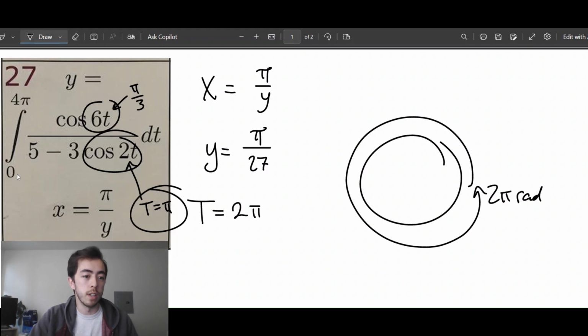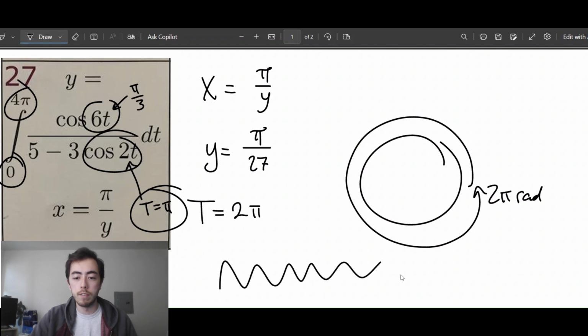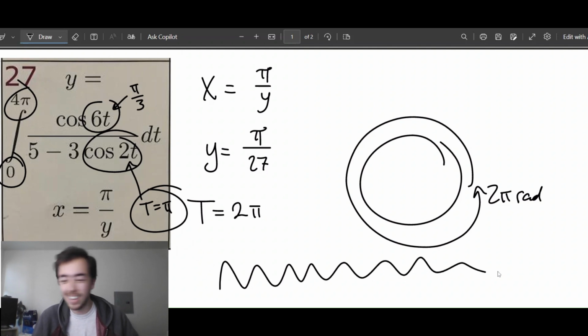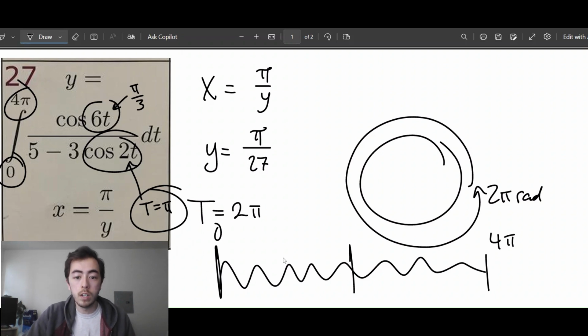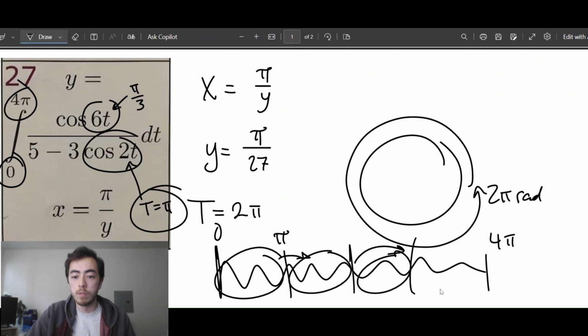What's interesting is that our integral goes from 0 to 4 pi, so it's going to be doing some kind of wavy stuff. I'm not really sure quite yet, but it's a cosine function, so it's probably going to look like a wave. We're integrating from 0 to 4 pi. However, because of the periodicity of our integrand, I could also just integrate from 0 to pi, because this chunk is going to repeat itself 4 times over. And I think that's going to be my plan.